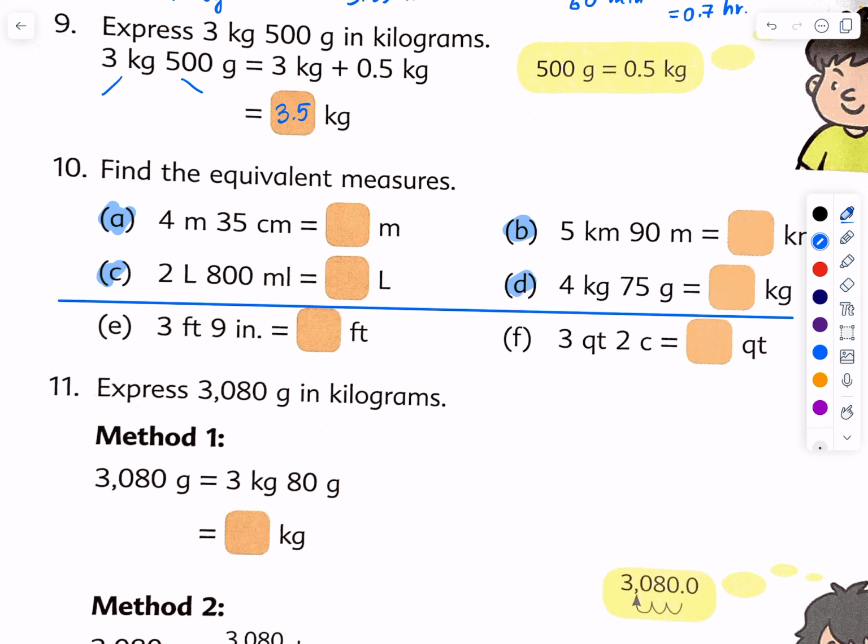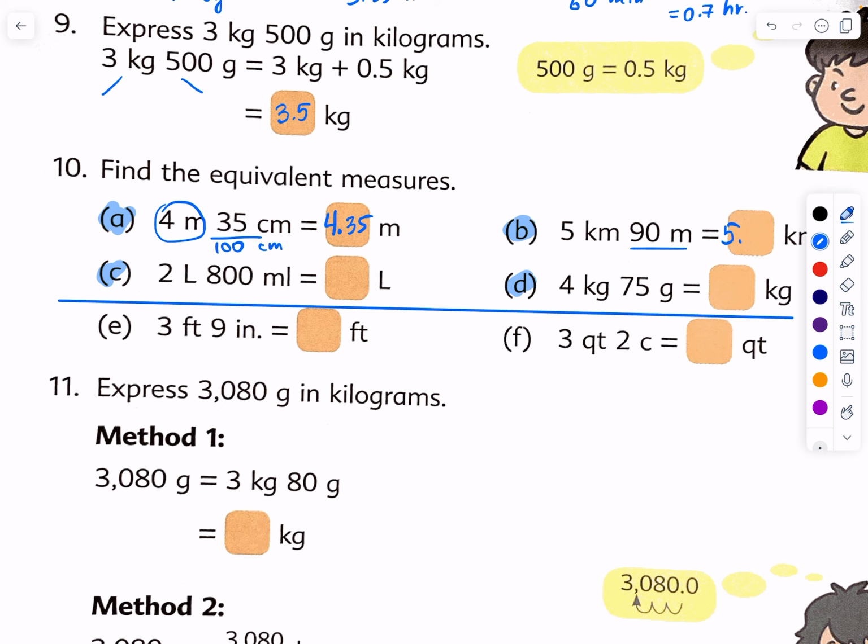We have 4 whole meters, right? 4 meters. And then 35 centimeters is just 0.35. So it's 4.35. You can also think of it as 35 out of 100 centimeters, right? So it's 4.35. 5 kilometers and 90 meters, it is 5.